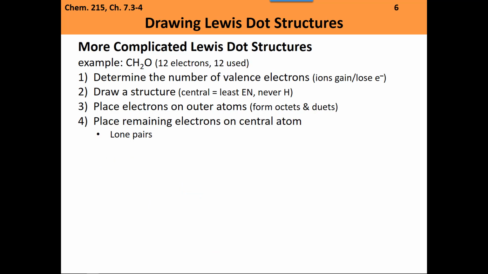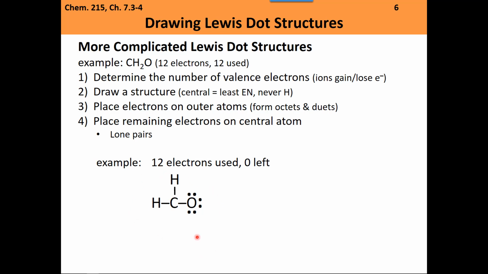Now, if I have any extra electrons, I can put those as lone pairs on the central atom. Well, CH2O, remember, has 12 electrons at the beginning. We've used 12, so we don't have any left. So I can't put any lone pairs on that center. Now let's look at our Lewis dot structure. The oxygen's happy. It has an octet. The hydrogens are happy. They have 2 electrons. But the carbon's not. The carbon only has 6 electrons around it. 2, 4, 6. So we have to now go on to step 5.